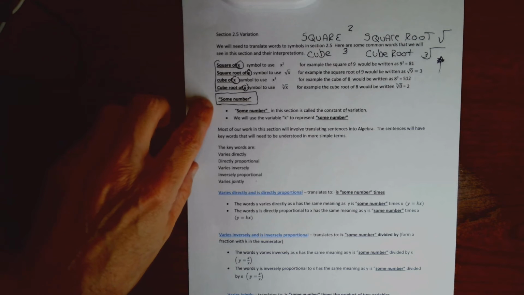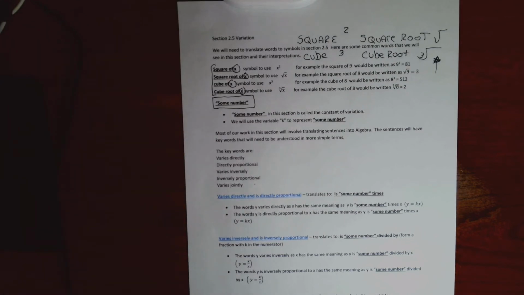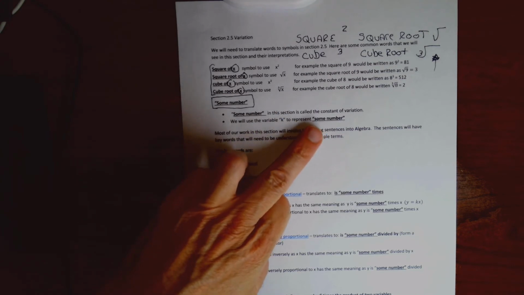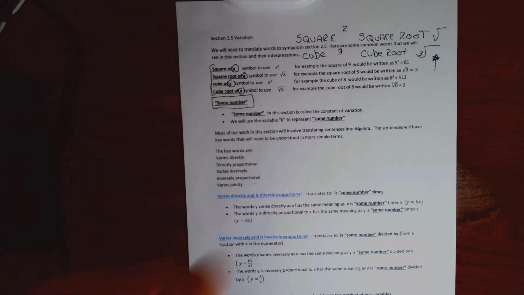That means I'm going to need a variable to represent some number, or a letter to represent some number. And in this section, because x comes up kind of all the time, using an x to represent some number is just going to get confusing. So we're going to use k anytime we use the words some number. For what it's worth, technically in this section, this some number is called the constant of variation. It's somehow the number that relates the two unknowns in the problem, or the multiple variables in the problem.